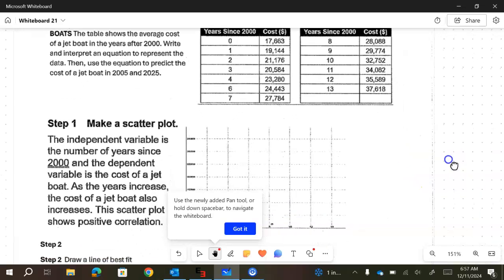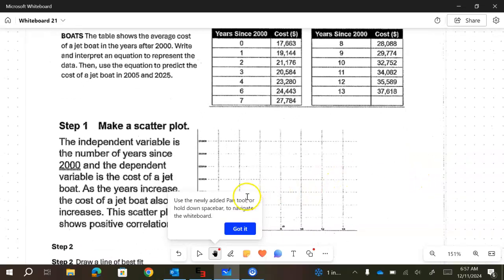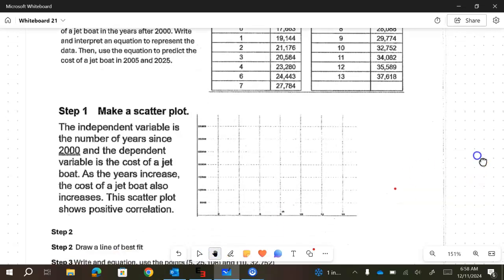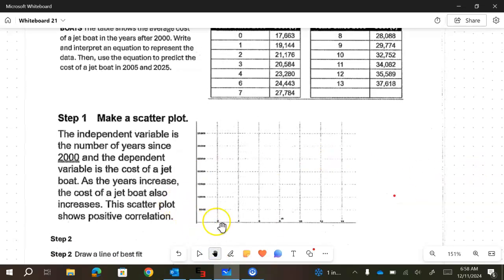So let's plot these points on this graph. Now we're going to have to approximate here a little bit because the numbers along the bottom, we're counting by 2s, so it's kind of hard to read here, but we've got 2, 4, 6, 8, 10, 12, and 14, and then up the side, it's going by 5,000s, right? 5,000, 10,000. So when I go to plot 17,663, I'm really going to have to approximate where that ends up.